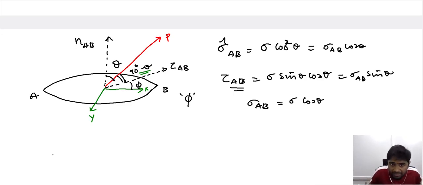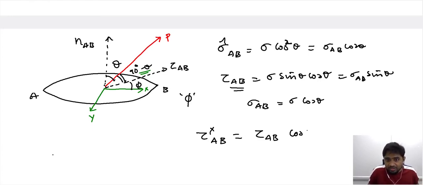So then the stress acting along x, maybe to make it clearer: the stress acting along x on the surface of AB will be nothing but the shear stress tau AB times cos of phi. All that we are doing is projecting the stress onto x, and this is inclined by an angle of phi, so cos of phi is included and the stress is included.